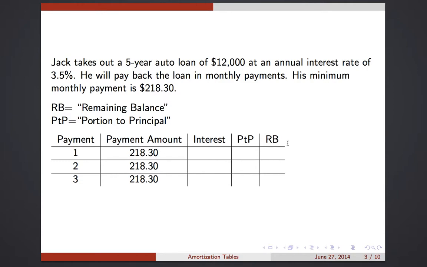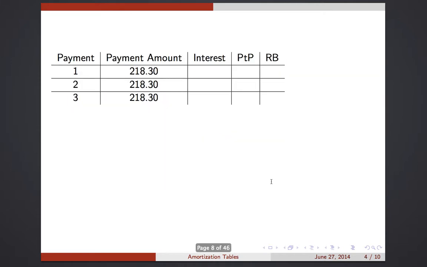This final column, the remaining balance column, simply keeps track of how much you still owe the bank after each payment. So this entry down here in the bottom right is how much you still owe the bank after your first 3 payments. Okay, so that's what the columns mean. So let's talk about how you actually fill them in. Let's start in the most natural place.